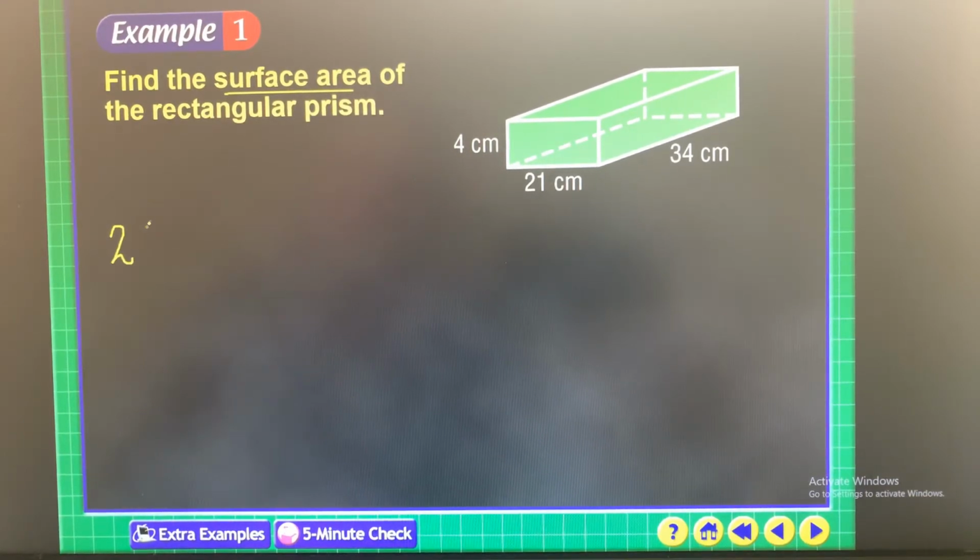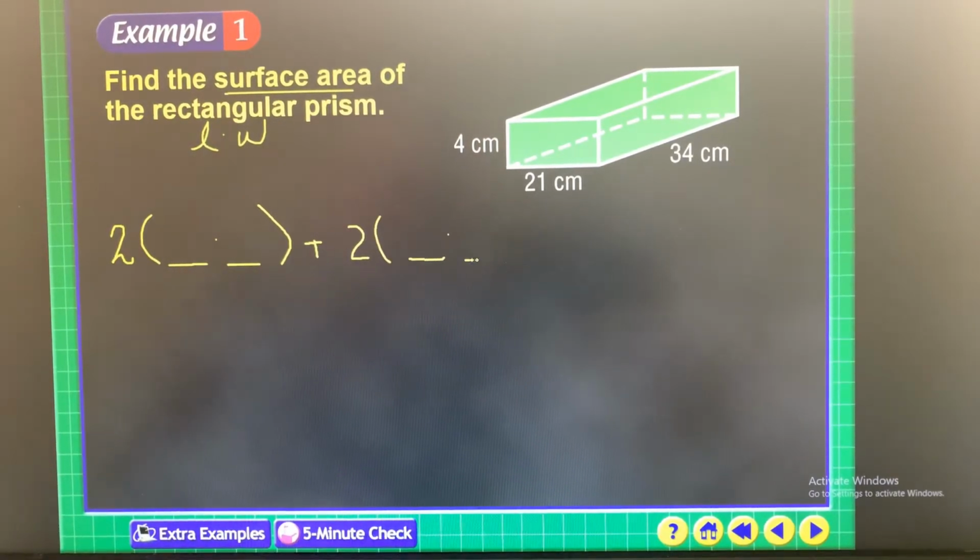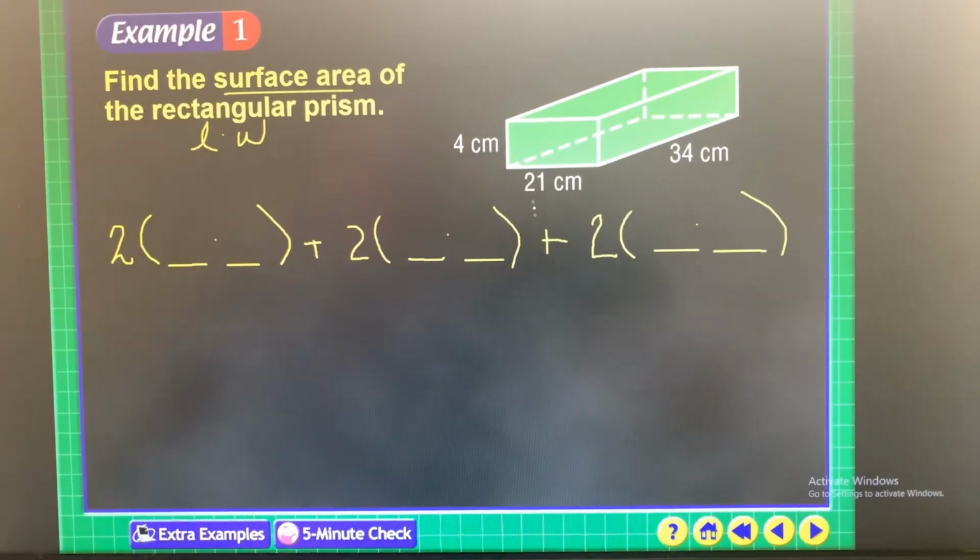You'll have 2 rectangles, and remember, rectangle area is length times width. You have 2 rectangles that are something times something, plus 2 rectangles that are something times something, plus 2 rectangles that are something times something. So let's see what we have.